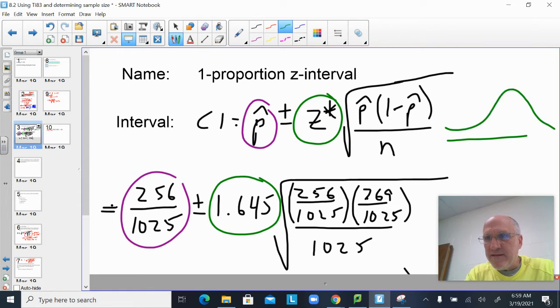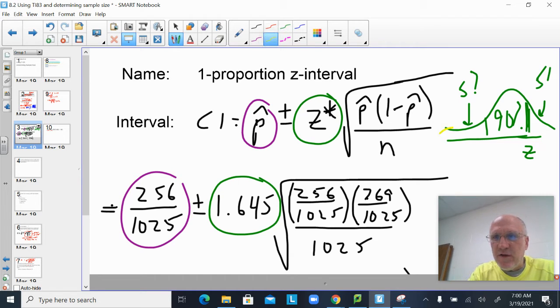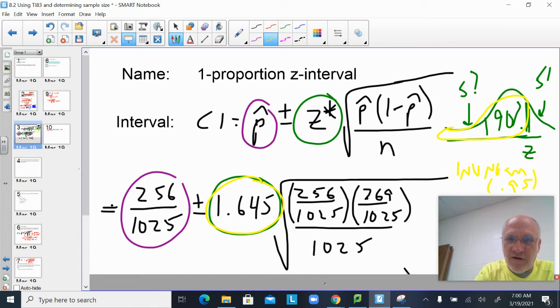But if I went like this and I put 90% in the middle, which of course would leave 5% there, and we'll leave 5% over there. If I wanted to know that z-score, since there is 95% to the left of that, if I inverse normaled 0.95, I would get 1.645. That's where that comes from. I'm telling you, just know those numbers.